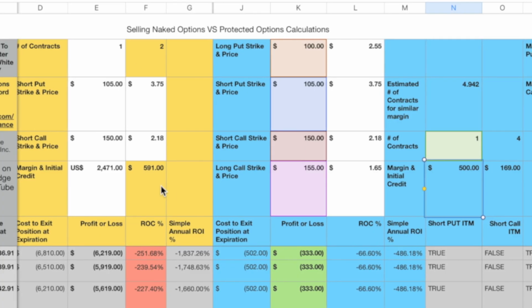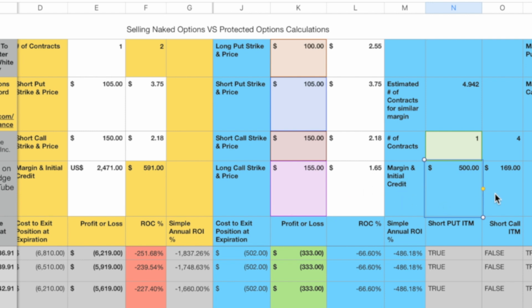So we can also see how much credit we're initially receiving. On this unprotected position that we first did, this first scenario, it's using $2,471 in margin, but the initial credit that we receive in our account would be $591, inclusive of fees. Once we enter the iron condor, we're paying for this protection.